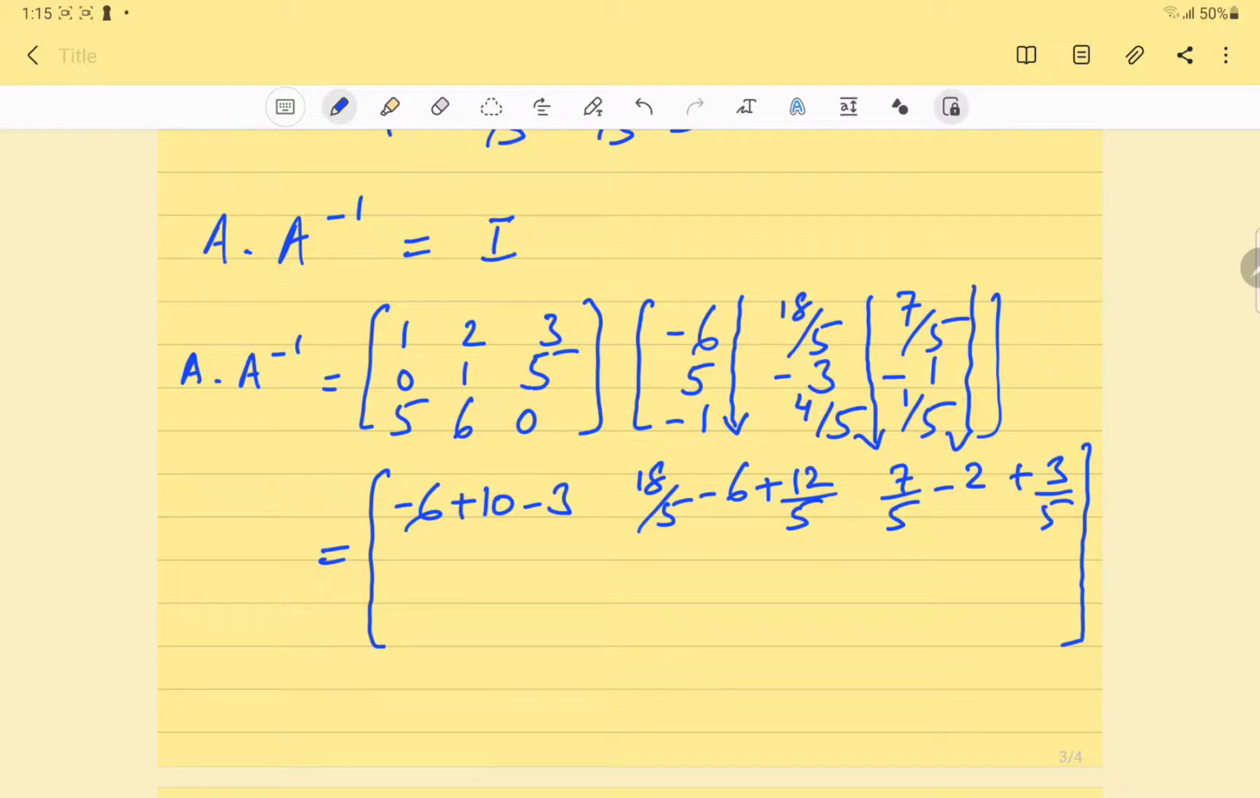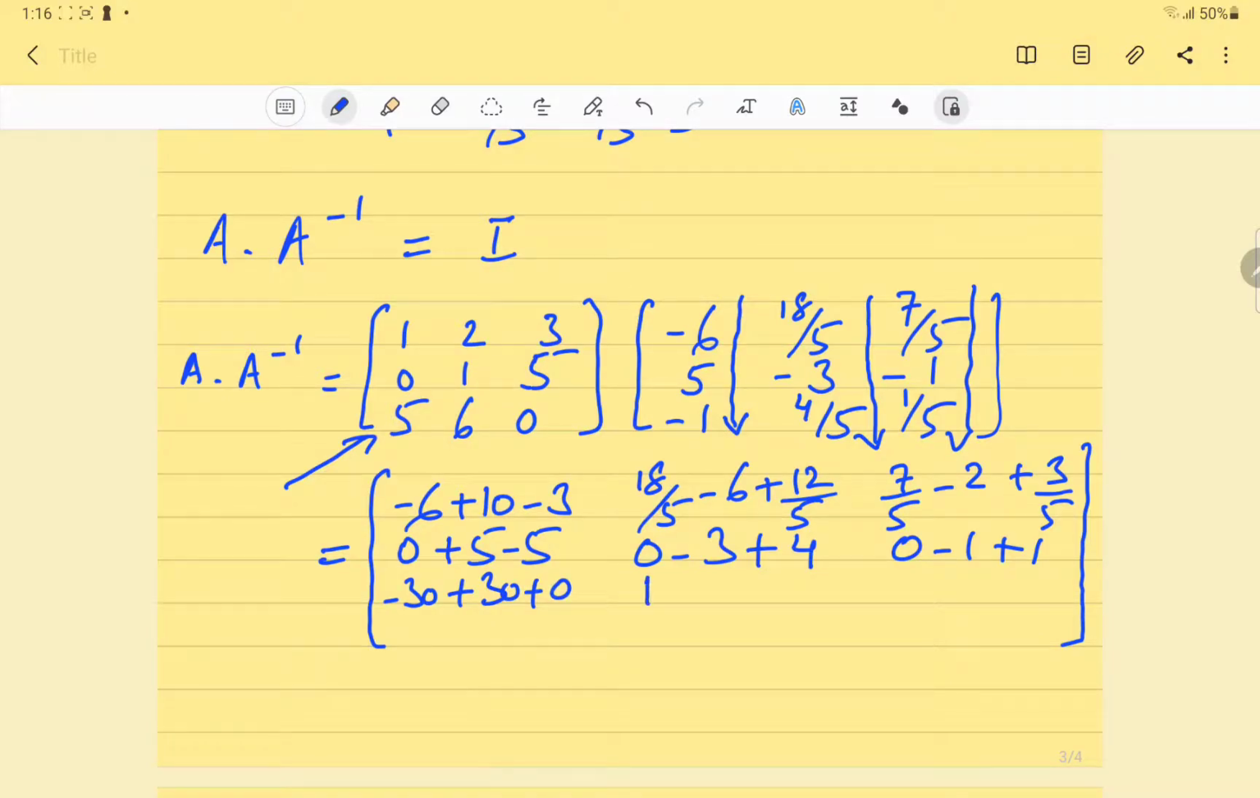Then we will go to the second row, and we will multiply it with all the three columns, and we will write 0 plus 5 minus 5, 0 minus 3 plus 4, 0 minus 1 plus 1. Then we will multiply the third row with all the three columns one by one. We will have minus 30 plus 30 plus 0, 18 minus 18 plus 0, 7 minus 6 plus 0.